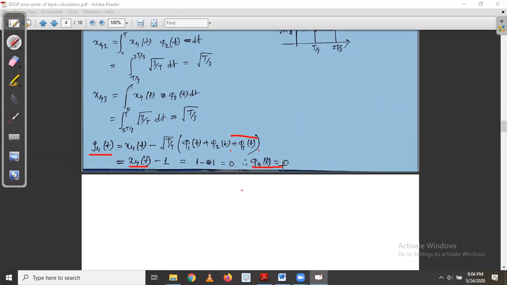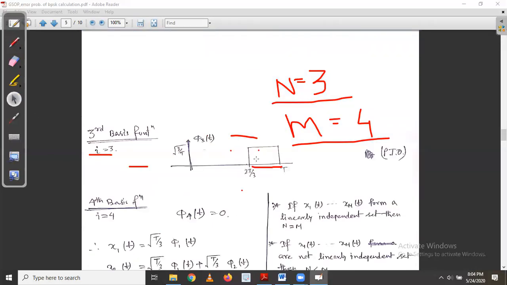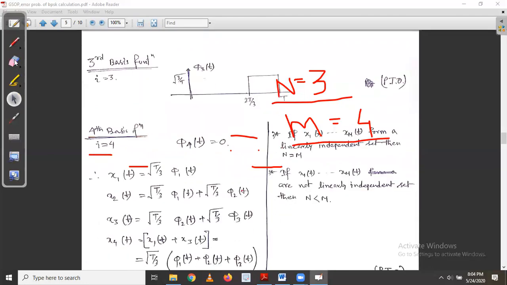That means there is no fourth basis function. Important conclusion: there is no fourth basis function. That means only three basis functions are required to represent the four message signals given in the numerical. That means n value is 3 and m value is 4. So always n is less than or equal to m. Once you go through this numerical, it will be much easier for you.